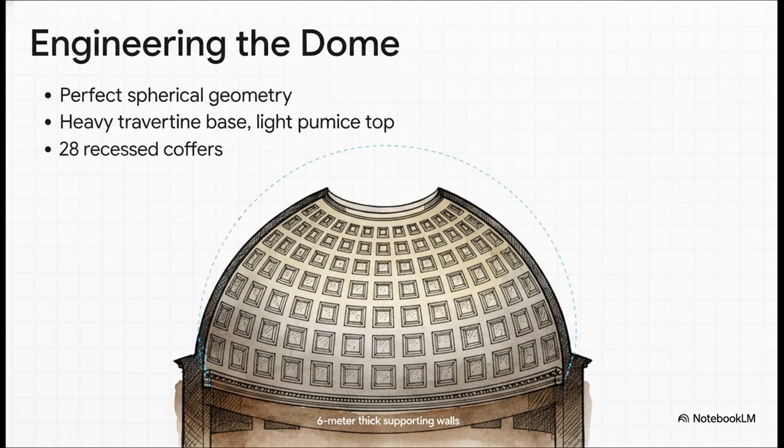We engineered a perfect internal sphere, exactly 43.3 meters wide and 43.3 meters tall. Now, how do you keep a 4,500 metric ton unreinforced concrete dome from just pancaking to the ground? We used a variable concrete mix. We packed incredibly heavy travertine stone at the base and then used super light pumice stone at the very top. We cast 28 recessed coffers into the ceiling to carve out unnecessary mass, and we supported the immense outward thrust with base walls that are an astonishing 6 meters thick.